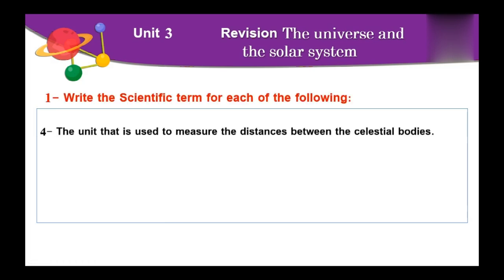Write scientific term. Question number 4. The unit that is used to measure the distance between celestial bodies. Number 3, Sun and solar system.